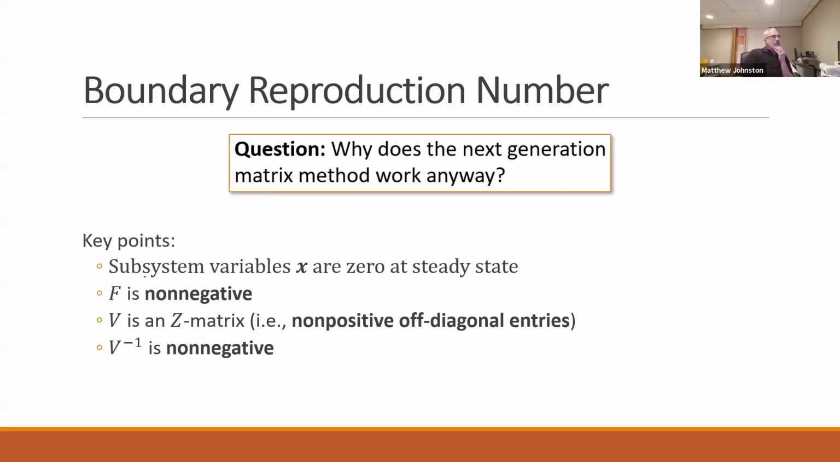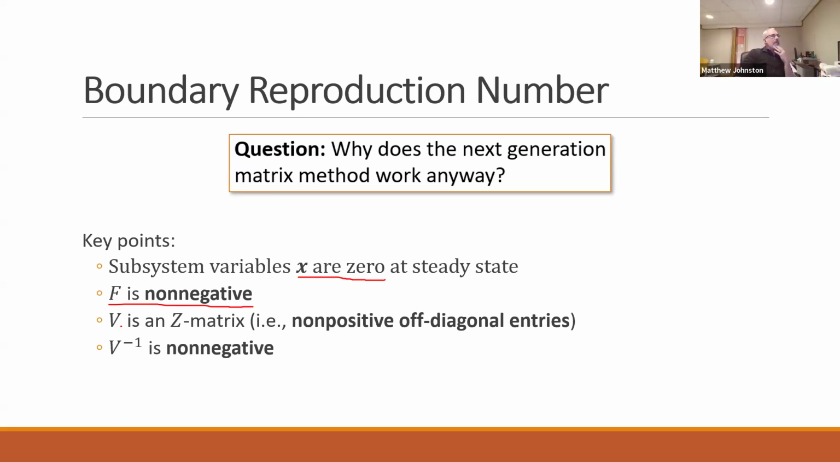So what you need here, the things that were important: I do need a subset of variables to go to zero. That's all I needed. That was the same for epidemiology and biochemistry. I looked at where the steady states are where it was zero. I need F to be non-negative. I had that for free in the epidemiological context because it was new infection, so those are always positive.